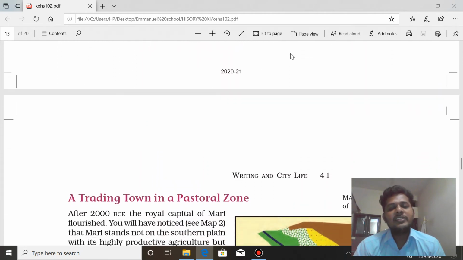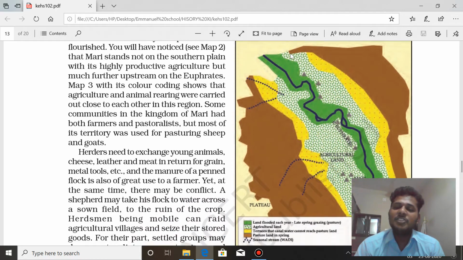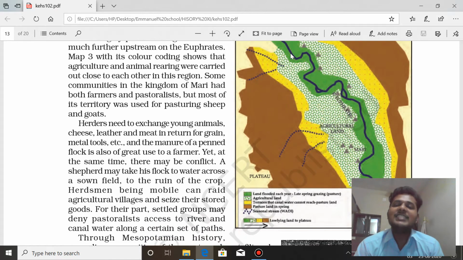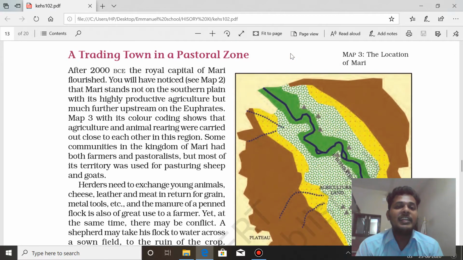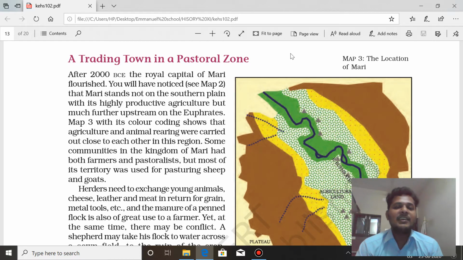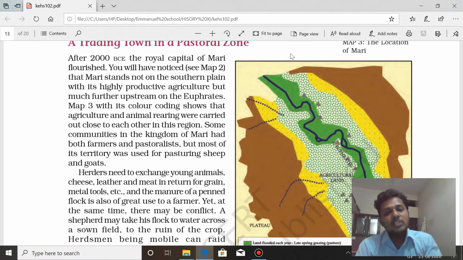Now we are into the next important question, that is a trading town in a pastoral zone. If you study the geographical features, we studied that the northwestern side of Mesopotamia is a steppe land where pastoralism, herding of the animals, is practiced. In it lies the place called Mari. Slowly it became known as a trading town for many reasons, because it is located on the banks of the river Euphrates, as the map shows.